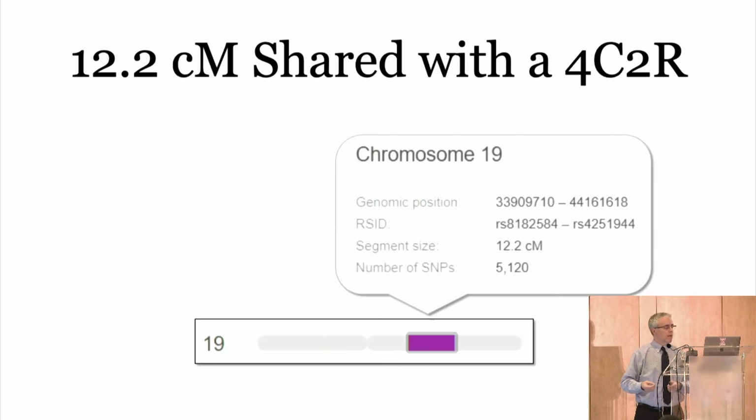Now, on the other hand, if I were to find a piece of DNA that I share with a fourth cousin once removed, or twice removed here, it's a small piece, 12 centimorgans. It's the only piece of DNA that we share. I wouldn't hesitate to add this to my map.